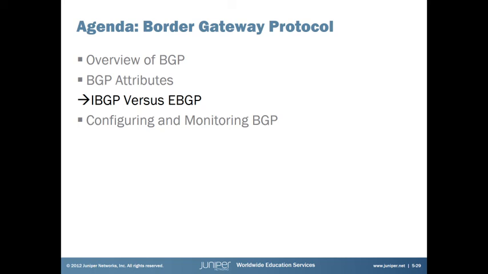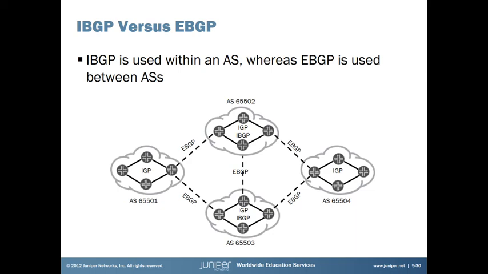All right. Okay, let's look at iBGP versus eBGP. We've already mentioned this. iBGP is used within an autonomous system, that's internal BGP, whereas eBGP, external BGP, is used between autonomous systems. Okay, we've already established that.